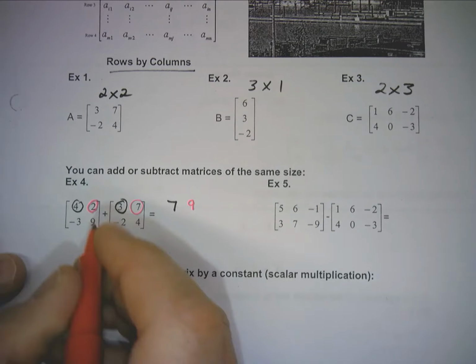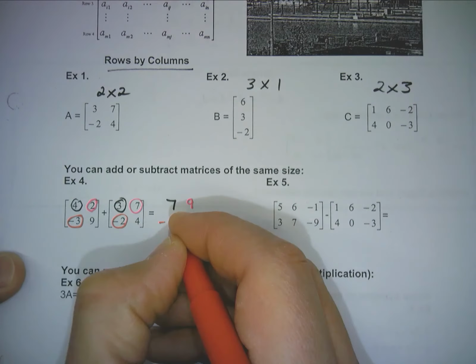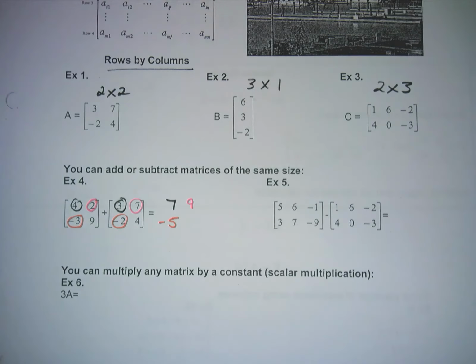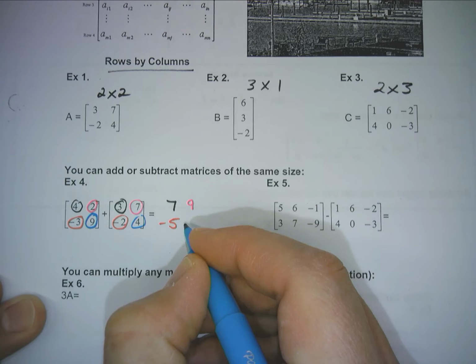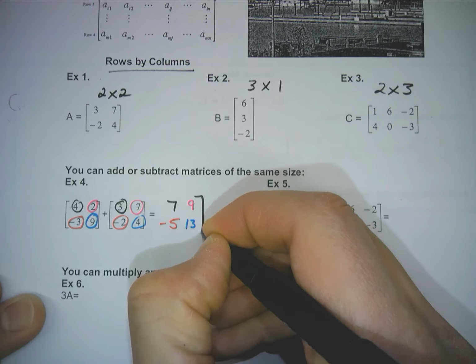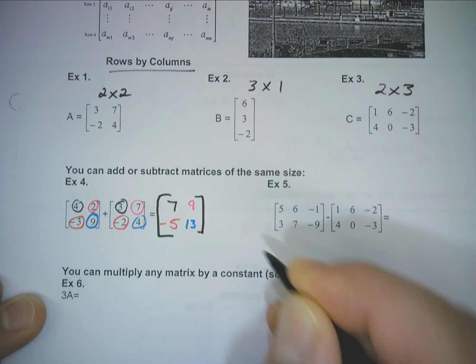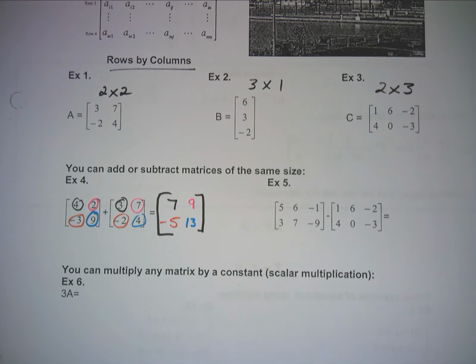So if I do the next one, in red, I've got -3 plus a -2. That's -5. And last but not least, I've got 9 and 4. 9 plus 4, 13. Okay. Put a little bracket around that. So again, when we're adding and subtracting, all we're doing is basically adding, subtracting corresponding elements.